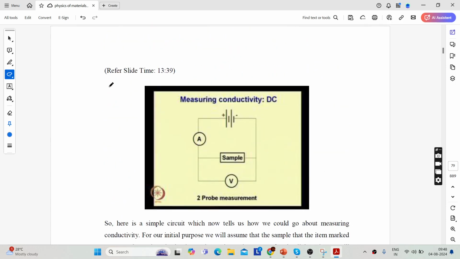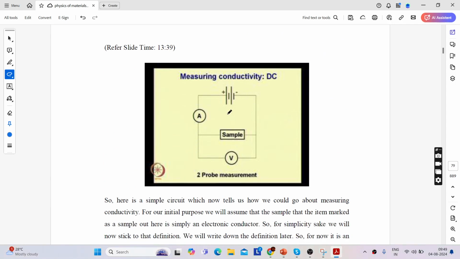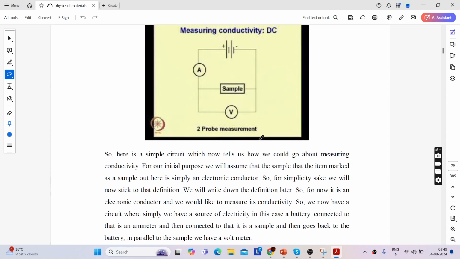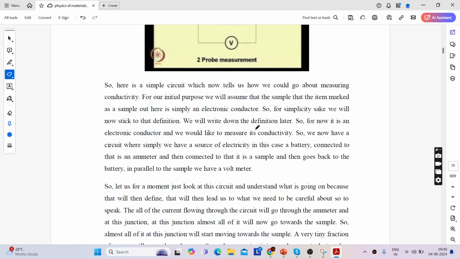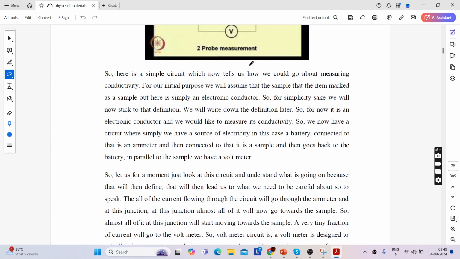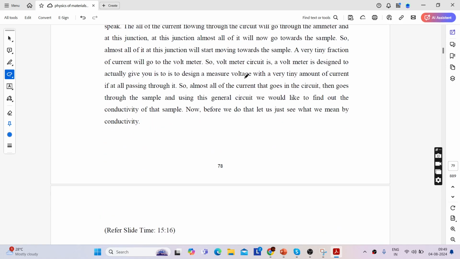When we measure the conductivity, if you are applying a DC current, this will be the circuit: we connect an ammeter with the voltage source, like a battery or whatever it is, and our sample, and a voltmeter connected parallel to the sample. This is a two-probe measurement. Two-probe is nothing but connecting two sides of the sample, so two connections will be there.